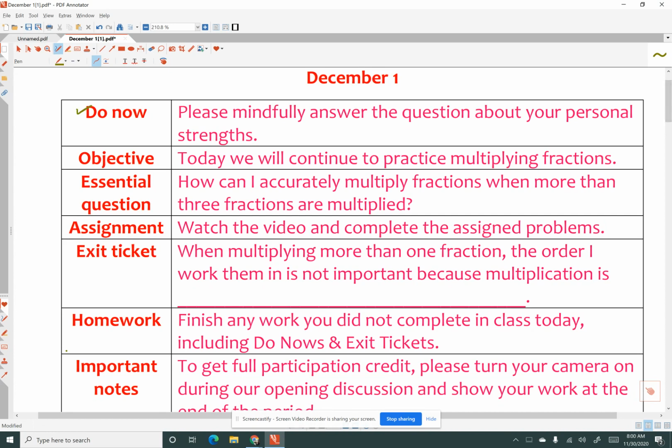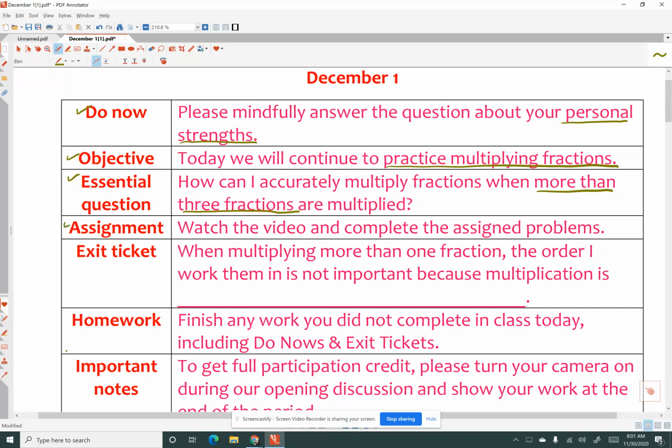For our do now, we will mindfully answer a question about our personal strengths, and our objective will be to continue to practice multiplying fractions. I want you to be very good at this when you go into algebra. Our essential question is, how can I accurately multiply fractions when there are more than 3? We're going to have 4 factors in our problems today.